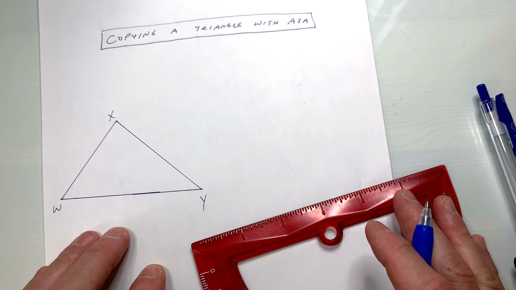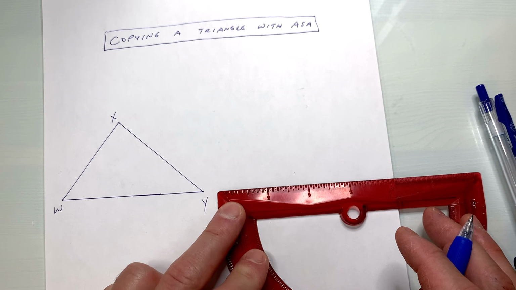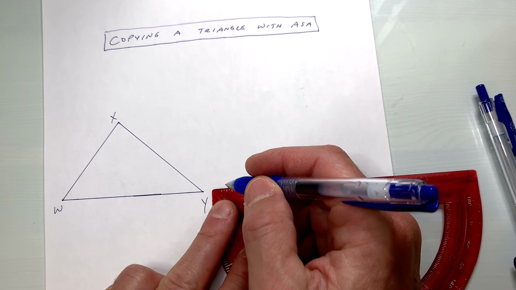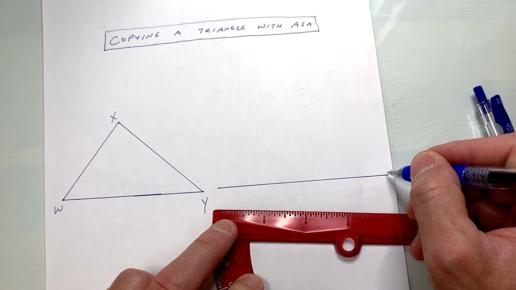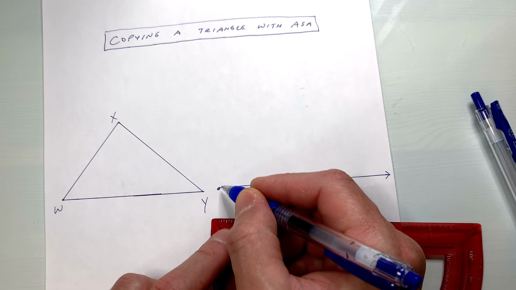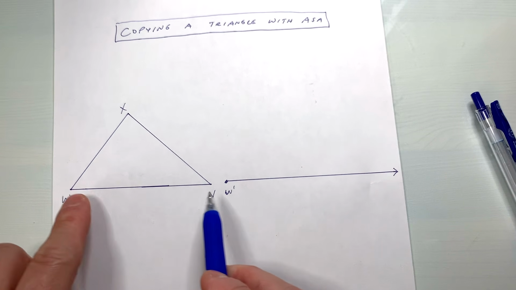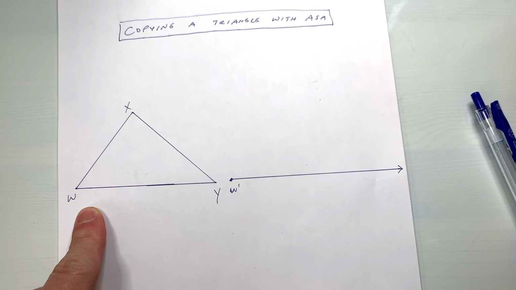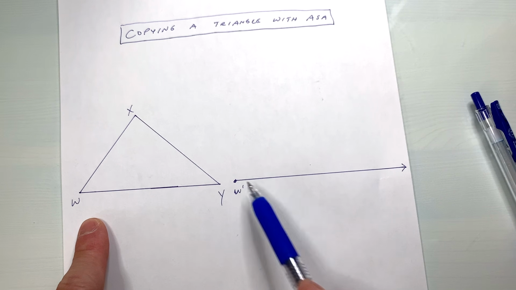So what you would do to copy the triangle is start by drawing a ray. And again, remember our rule for drawing rays and arcs: try to draw them a little bit longer than you need. You'll thank yourself later. And so here's your ray, and let's just call this point W prime. That's going to be our new point W. Now to do angle side angle, let's start off by copying this angle W onto W prime.